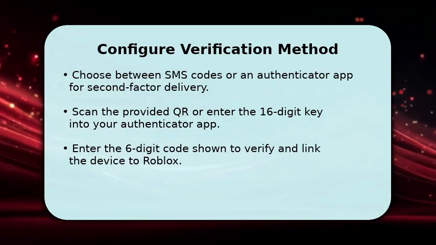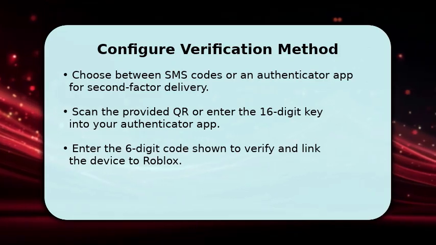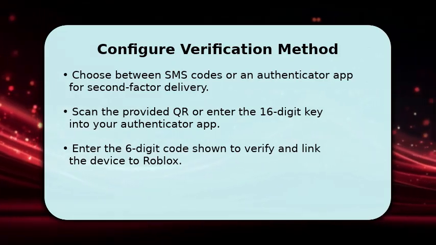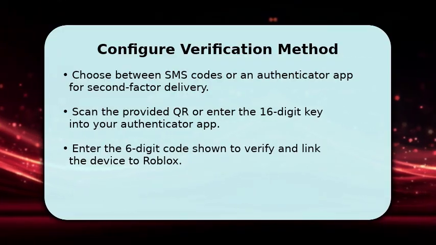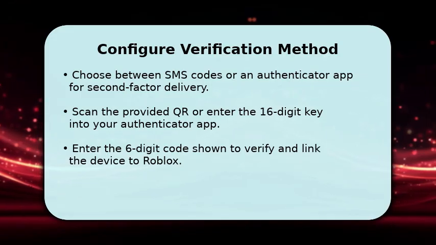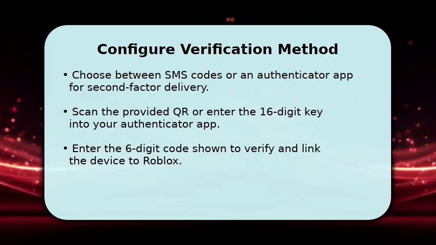Make sure there are no extra spaces. Then, enter the 6-digit code the app displays into Roblox to confirm the pairing. If you chose SMS, enter the code sent to your phone. This step links your second factor to the account, so verify immediately to avoid timing out.